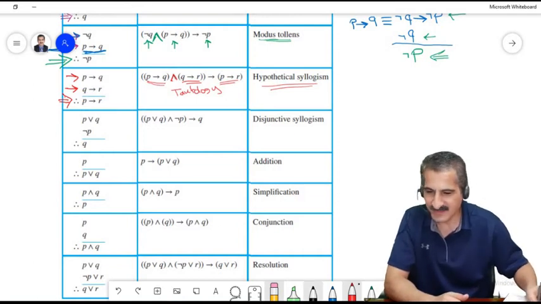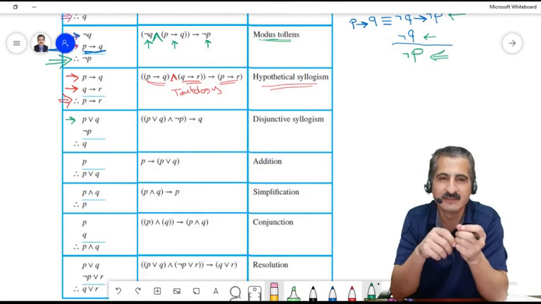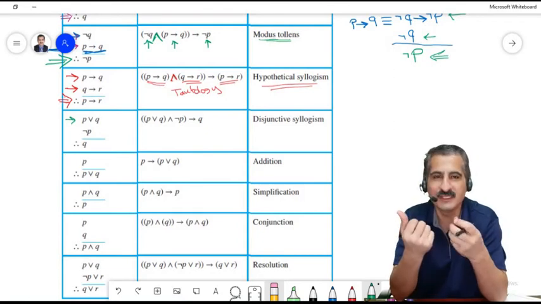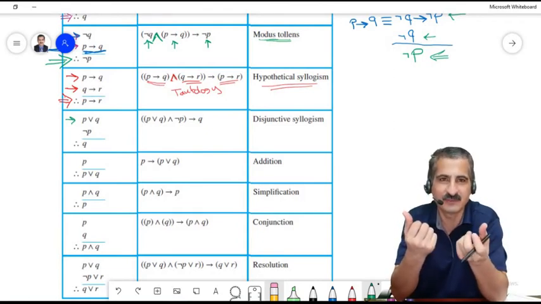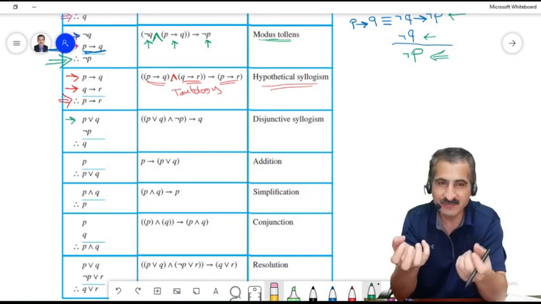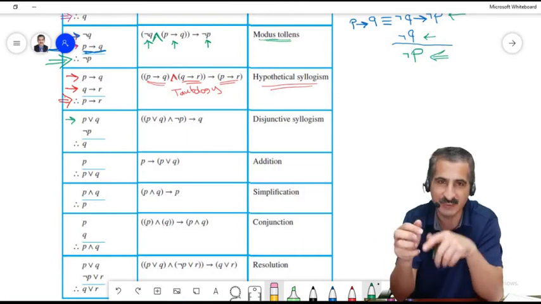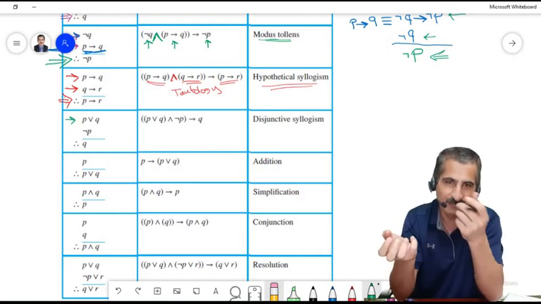Okay, now let's see the next one. This says, let me use green for this. This says we have a statement which is true: P or Q. That means I either have P happening or Q happening. One of them at least has to be there. If not P is happening, then Q is happening. If not Q is happening, then P must happen.